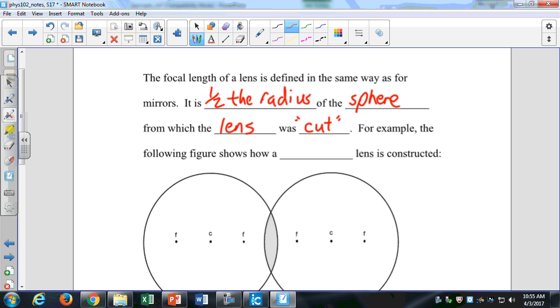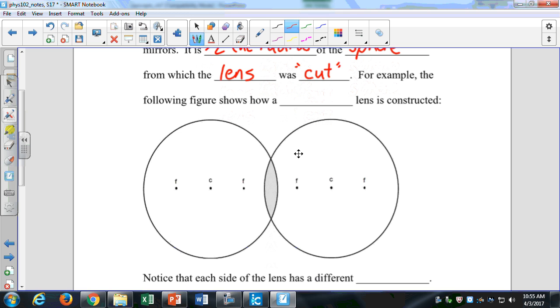Though of course you know when they make lenses, they pour glass, molten glass or plastic into a mold, and then they can come back and shape it and polish it and make it exactly the shape that you want it to be. But we can think of it as being cut out of a big sphere. So for example, what type of lens is this? If this is the lens that I'm talking about, is that a concave or convex?